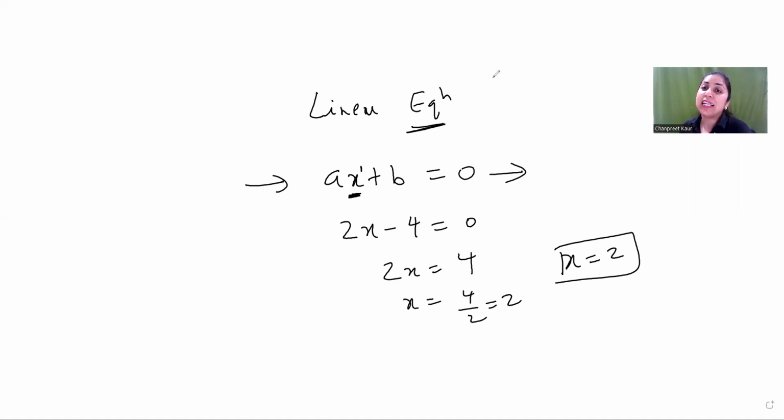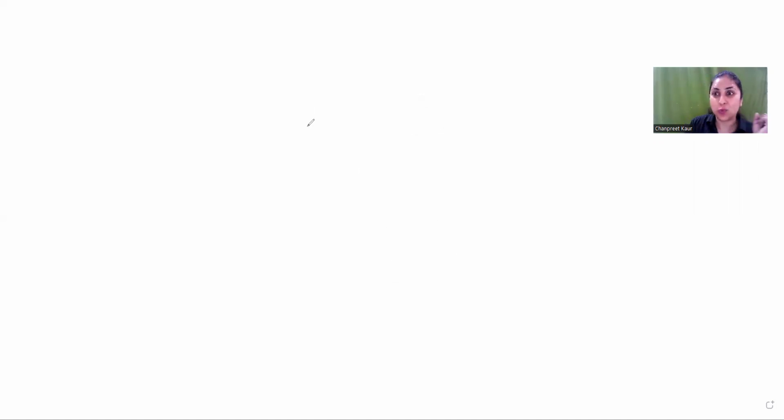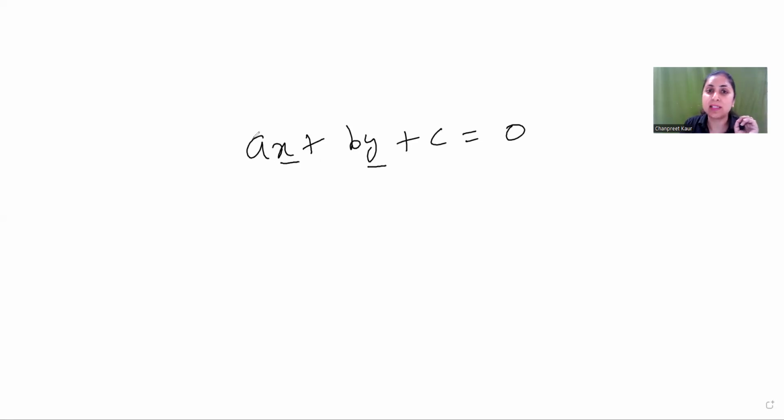Let me introduce linear equation in two variables also. So I'm going to write the standard form of a linear equation in two variables. Here I can easily see that x and y are two variables and their exponents, or you can say their power, is 1. So this is a linear equation in two variables. Here a is the coefficient of x, b is the coefficient of y, and c is the constant term.